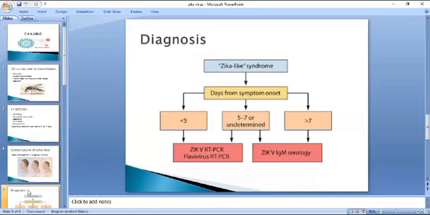And ultrasound can also give information about Zika virus in pregnant ladies, as fetal abnormalities such as microcephaly can be detected through it somehow.